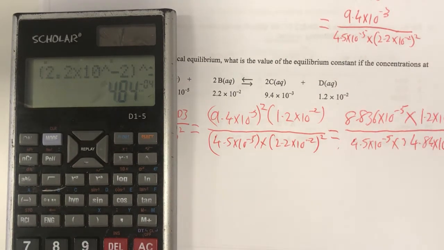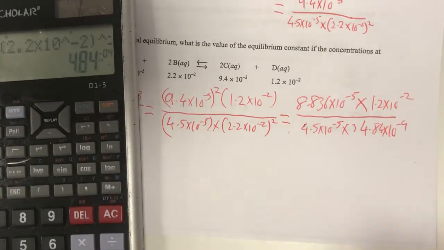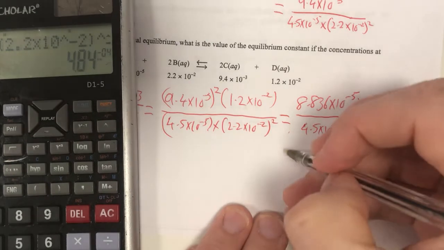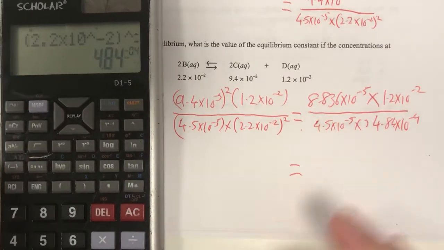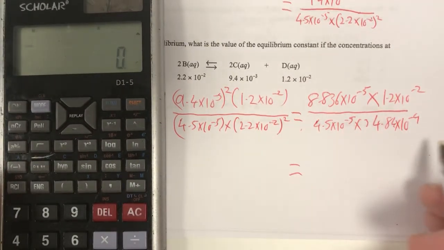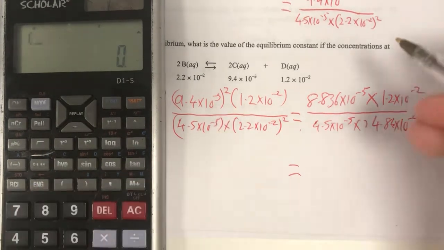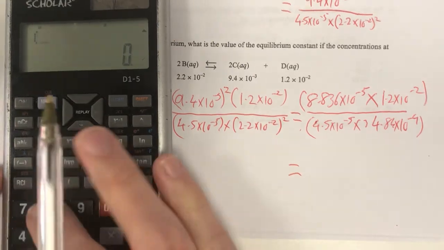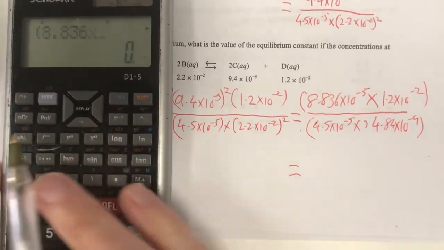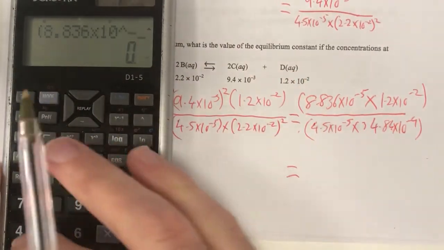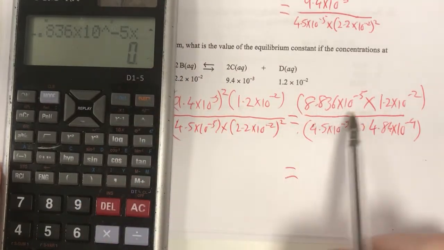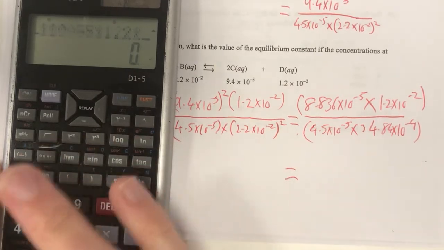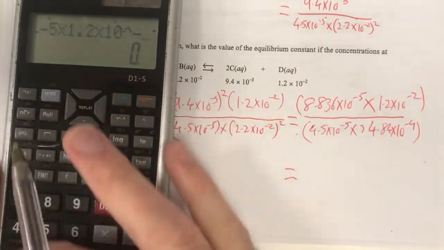So I'm just going through the motions to try and get a correct answer, because trying to put this all into your calculator at once is going to be relatively challenging. What that allows me to do is then just type all these out now. I'm going to put brackets around these and brackets around these in my calculator. 8.836 times 10 to the power of negative 5, times 1.2 times 10 to the power of negative 2.